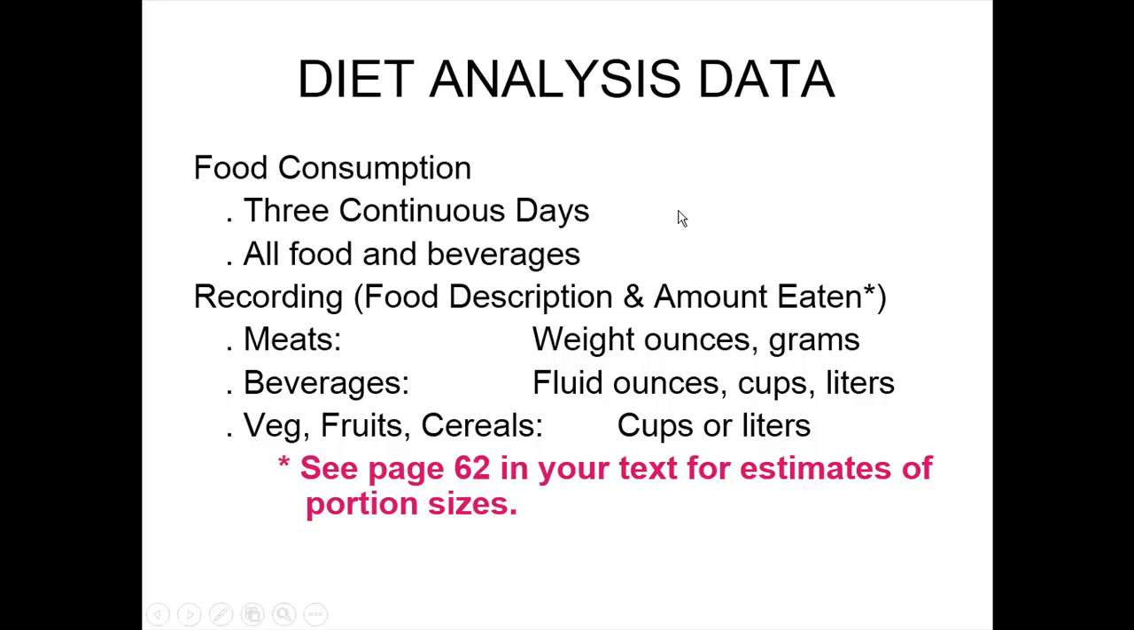And basically, I would suggest getting a notebook or something that you can write everything down in. You want to write down everything you eat or drink, and then try to guesstimate as best you can the serving size. On page 62 of your text, there's a little chart that gives you an idea of how to guesstimate how much meat would be a serving, because we don't expect you to weigh anything, and how much beverages, but just kind of keep track. And then we're going to take this information and put it into the diet analysis program.